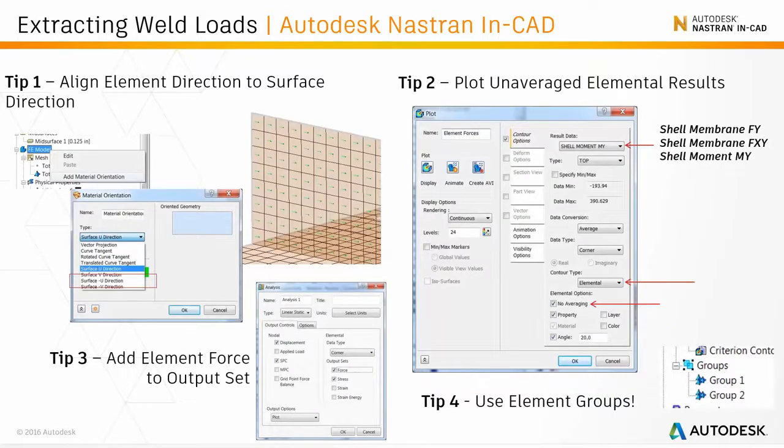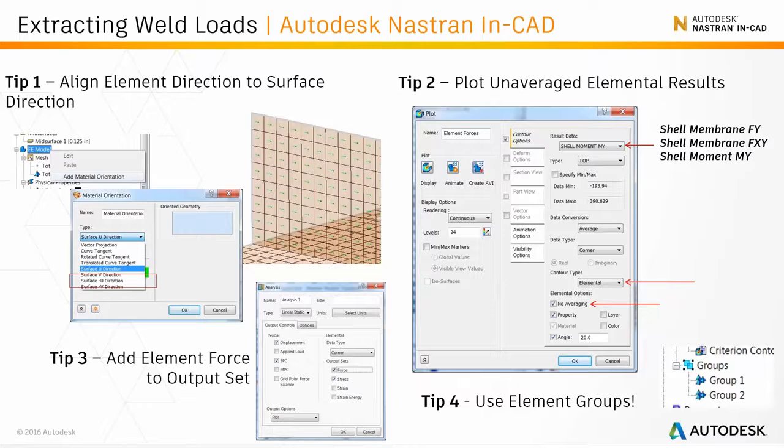So before you open up Nastran In-CAD, one of the things you want to do is to consider these 4 tips. Firstly, you want to make sure that we get the force output in the right orientation. Many solvers, including Nastran In-CAD, associate force output in relation to the element orientation. So you need to consider the orientation of your element prior to using the force output from them. Make sure you turn on no averaging within the plot options to ensure that you're not getting element averaging of all of the surrounding elements.